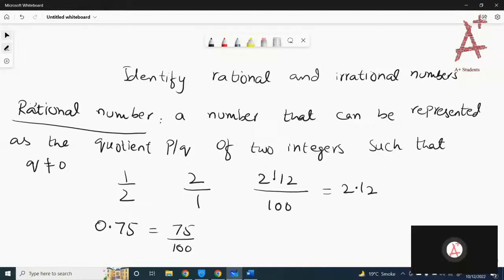Please note down the definition of the rational number so that I can move on to the definition of the irrational numbers. I'll wait for a while. Please be quick.